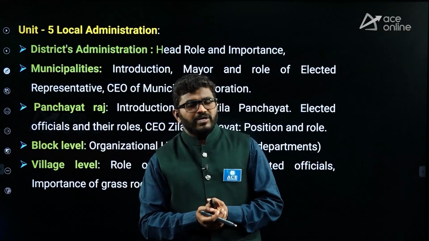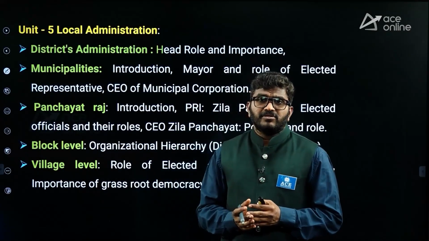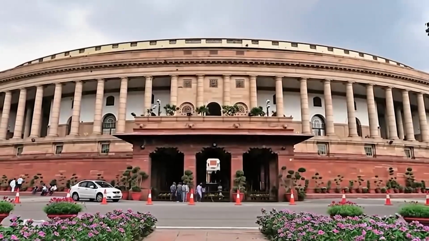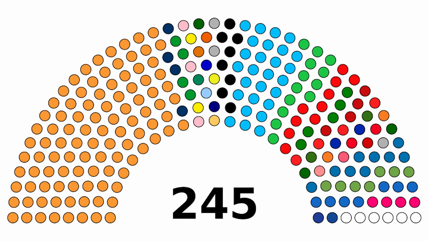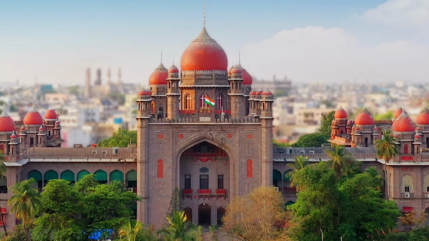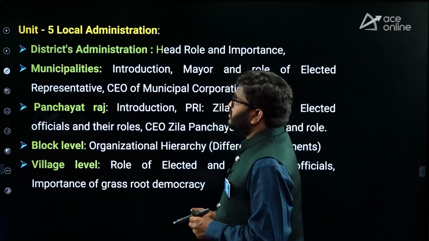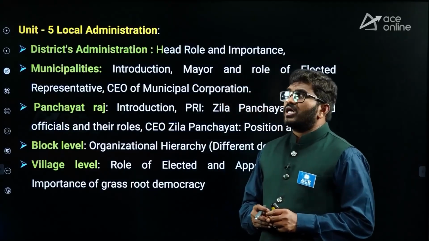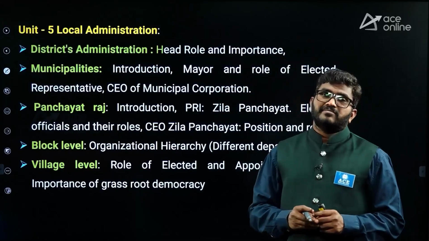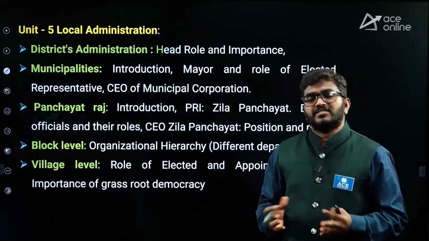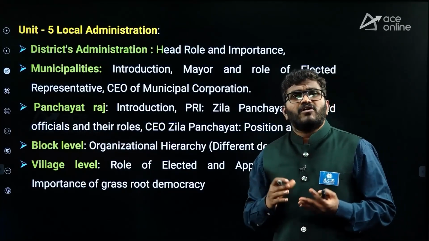Right. In Unit 4, we discussed the government, especially the central government, that is Parliament, Lok Sabha, Rajya Sabha, President, Vice President, Governor, Supreme Court, High Court, judges, all these things we discussed. Now, in the 5th unit, it is given local administration. Local administration is nothing but local government. So, what is local government?